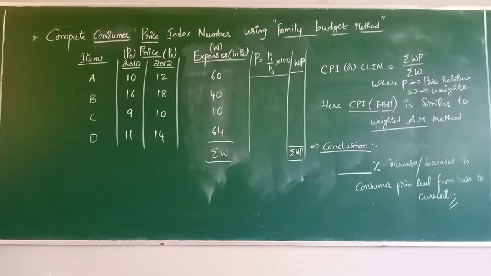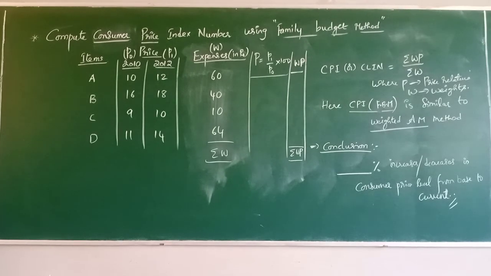Now in this method, the CPI is constructed by using the weighted arithmetic mean of price relatives, the weights being the values of the items consumed in the base year. That means the weights are the values of the items consumed, that is W, expenses. So here generally the weights, we can take it as W, right?